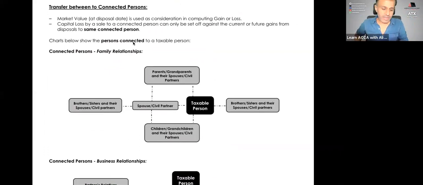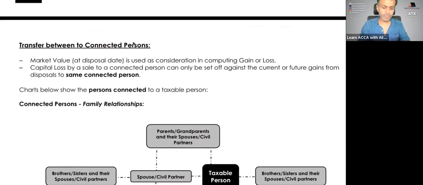Remember, we have talked a little about this connected party thing up there. Now we can look into it a little more in depth. Connected party. This is a chart of to whom I'm in connection with. Being a taxpayer, to whom am I in connection with? Remember that discussion: when an asset is sold to a connected party, market value instead of proceeds is used to compute the gain. That's the same thing written on the top. Market value is used as consideration to compute the gain or loss.